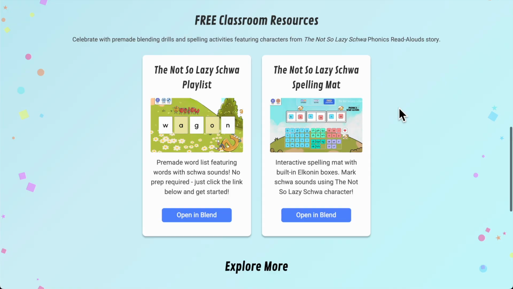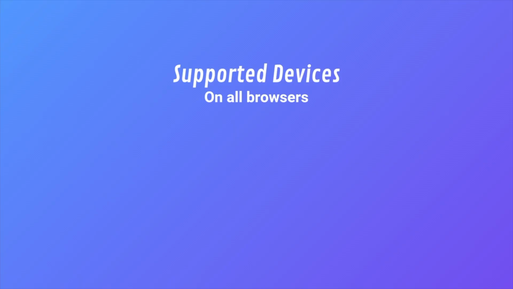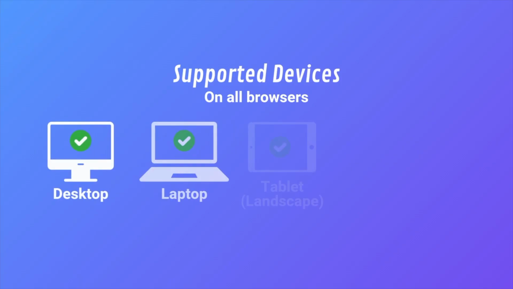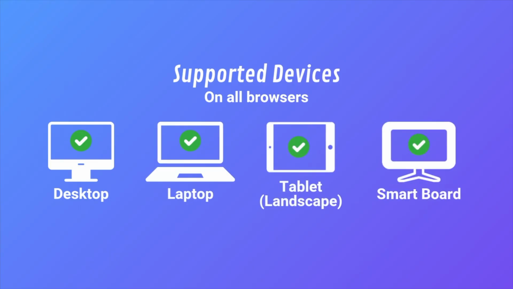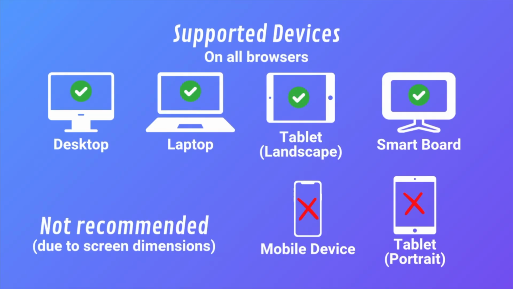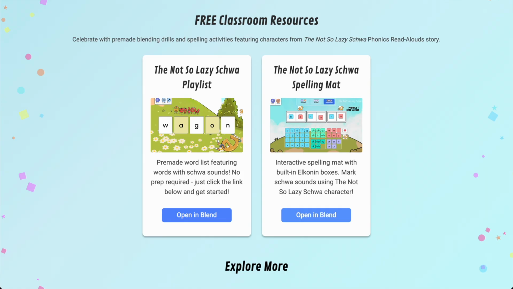Before we dive into the classroom resources that we have available, I want to let you know that Blend is a digital structured literacy toolkit for use in classrooms or one-on-one phonics instruction. First, let's talk about which devices we recommend for using Blend. Blend works on all browsers on desktop, laptop, tablet, and smartboards, but we don't recommend using it with mobile devices or tablets in portrait mode. Awesome, let's take a look at some of these resources.